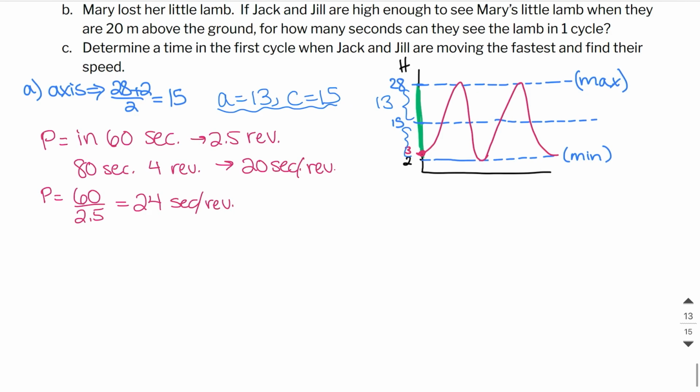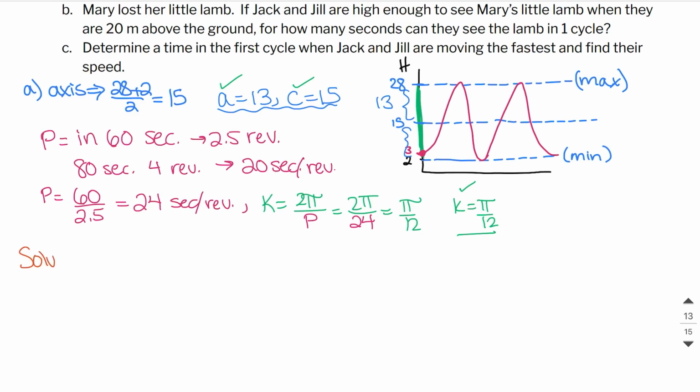Well, if my period is 24, then the K value is 2 pi over the period. So that means that my k value would have to be 2 pi over 24, which when I reduce it would be pi over 12. Okay, so here our k value is pi over 12. So we have everything we need, A, C, and K, except for D. And this is where things get really tricky. So we need to solve for D.